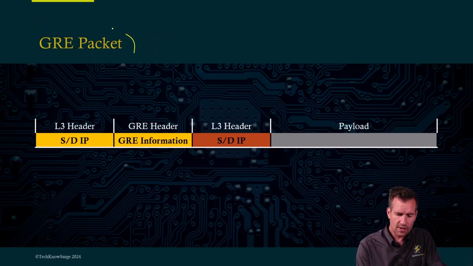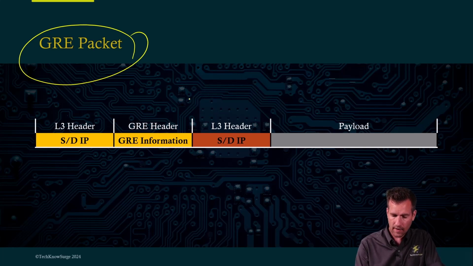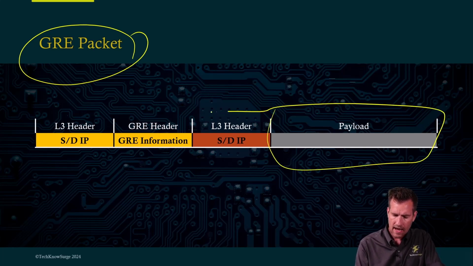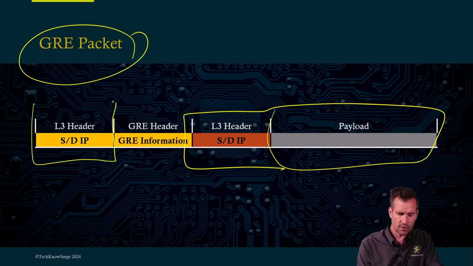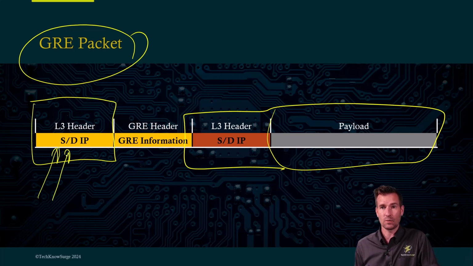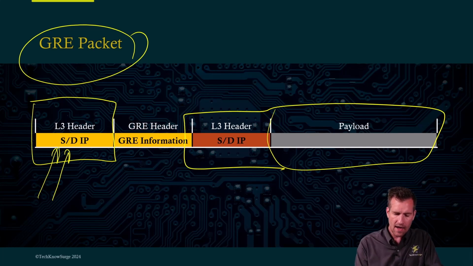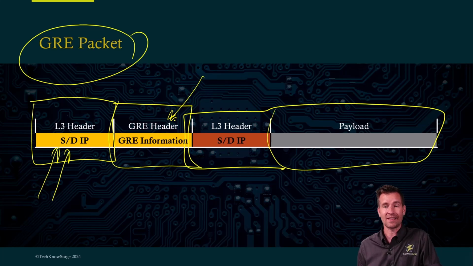Here's what the GRE packet looks like. We have our regular packet, which has the payload and the layer 3 header on here. And then what we do is we add a separate layer 3 header with once again, the source and destination IP address will be the end of the tunnel. And then we have the GRE header, which has some additional information, things like a sequence number for reassembly. So this is the GRE packet.